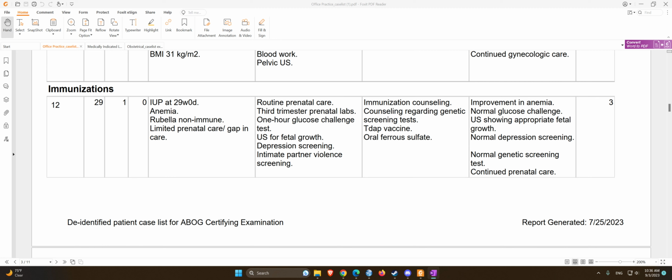For intimate partner violence, there's actually an acronym that you could use. It's called SAFE. It's just four questions: stress and safety, afraid and abuse, friends and family, and then emergency plan. Just put them on a piece of paper and have them answer yes or no. That's a good screening test for intimate partner violence.